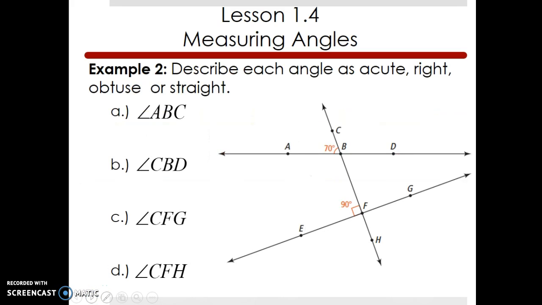Describe each angle as acute, right, obtuse, or straight. You have angle A, B, C. How much is angle ABC? You can see that it is 70 degrees, so it's between 0 and 90. It is going to be an acute angle.